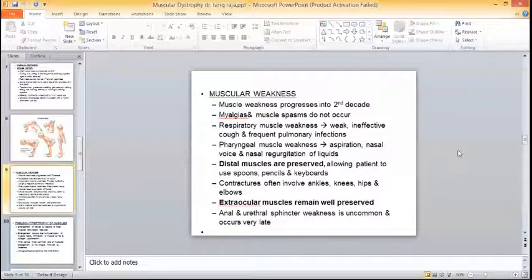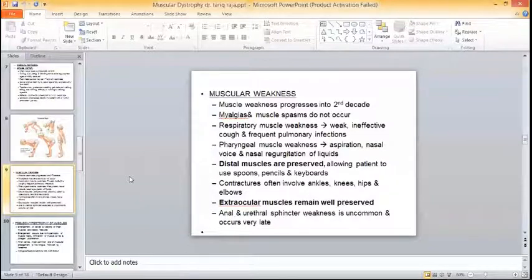Then there may be contractures often involving ankles, knees, hips, and elbows. Again, these are the more proximal parts of your limbs, and extraocular muscles remain well preserved. So these are some differences which you come across in clinical scenarios. Whenever this scenario is given and you have some ambiguity or confusion, I have just made it somewhat bold to memorize those important points.